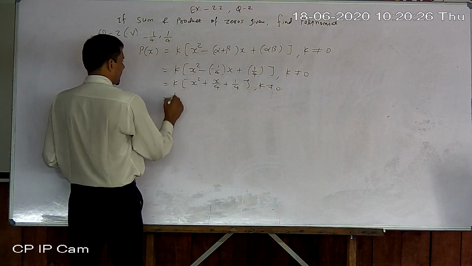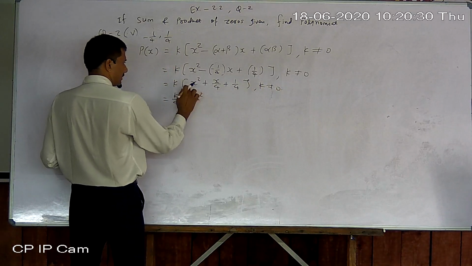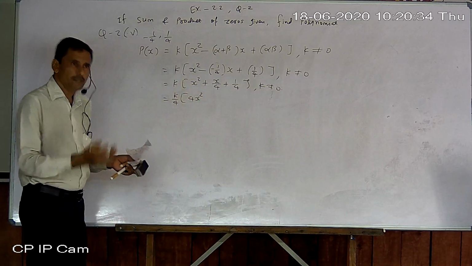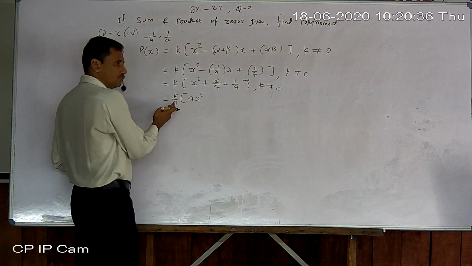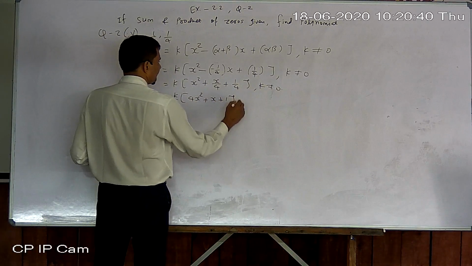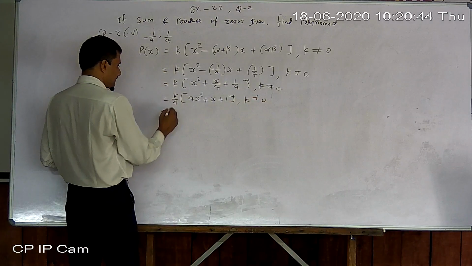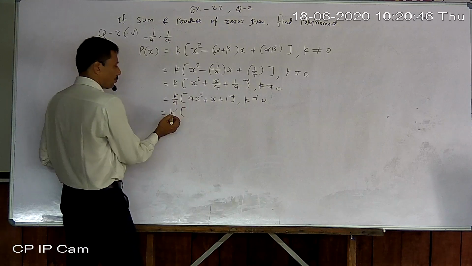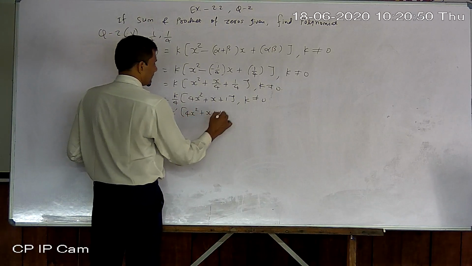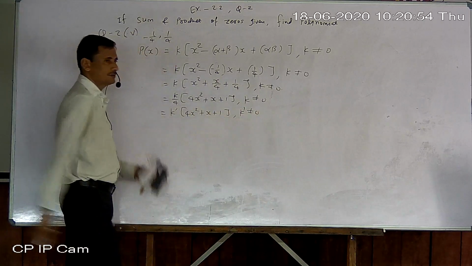Now take the LCM of 4. So it becomes 4x square. Why? Because here there is no 4 in the denominator, so multiply by 4 divided by 4. So the 4 is taken outside, plus x plus 1, if k is not equal to 0. If you want to remove this, then write the common symbol. So 4x square plus x plus 1, k prime is not equal to 0.